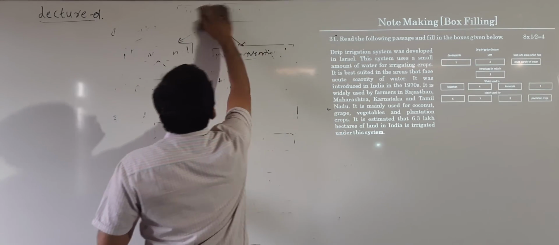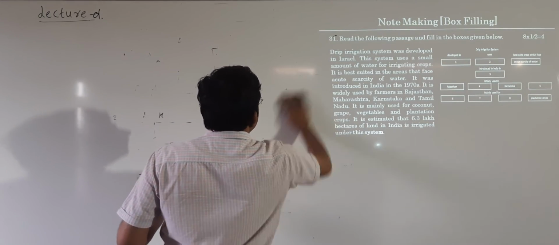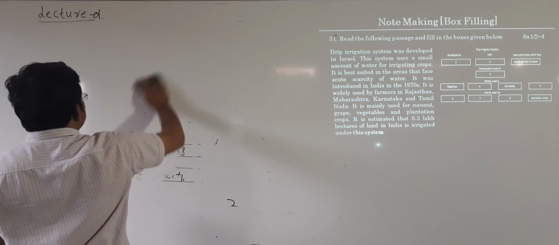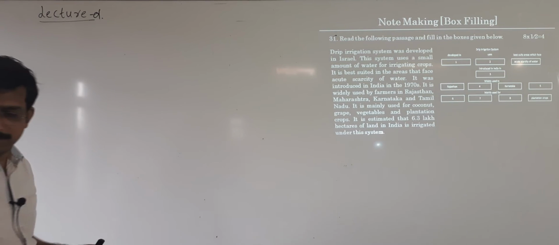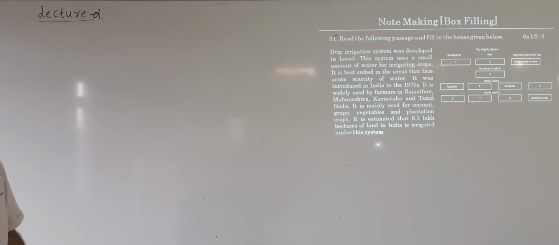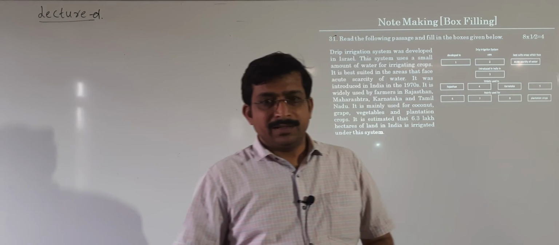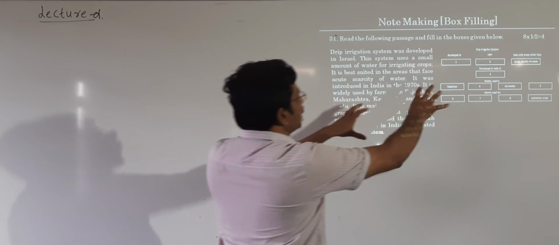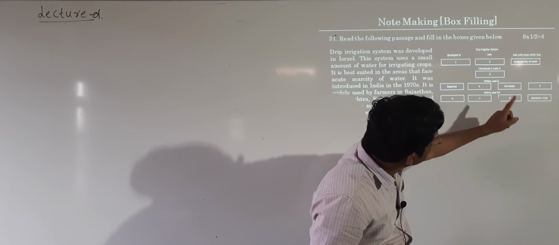It is regarding drip irrigation. Drip irrigation water system is getting much importance nowadays, and based on that this paragraph is given. Once again, as I said, we have to read the given passage slowly and meaningfully. So these are the different boxes given: 1, 2, 3, 4, 5, 6, 7, 8.